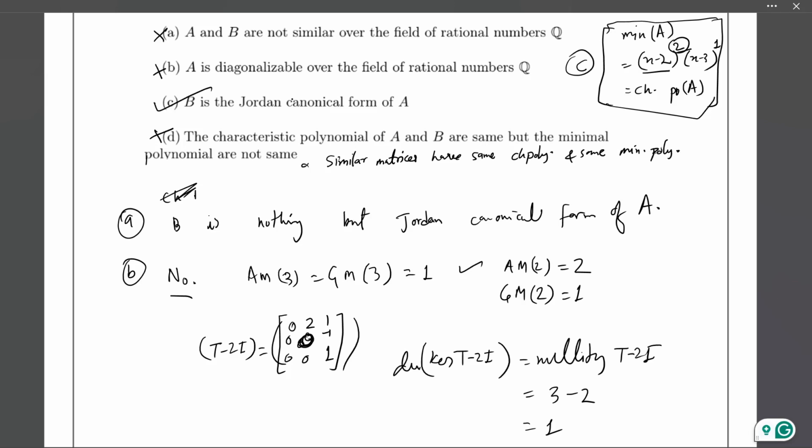The reason for C is given here in the box. The minimal polynomial for A and the characteristic polynomial for A are the same. And once you write the Jordan canonical form for A, you will get B uniquely. No other possibility there.